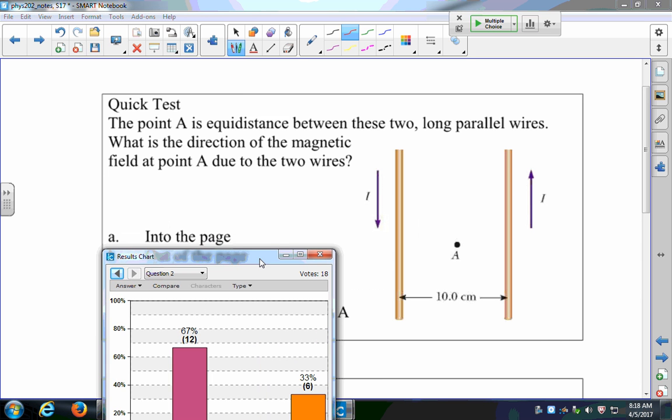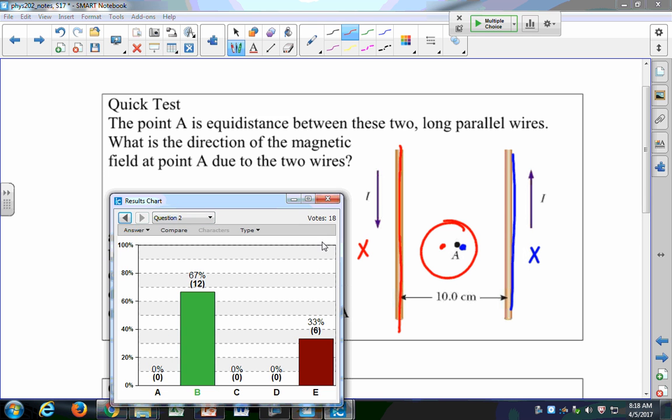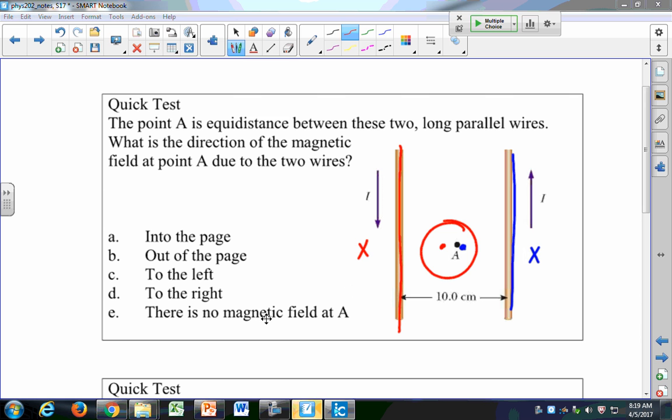Okay, let's see. Due to this wire, it's into the page, out of the page, right? Using my right-hand rule. And then this wire, it's into the page, out of the page. So here, my magnetic field is going to be out of the page. Those two vectors will add up. So B is the right answer. It's out of the page.